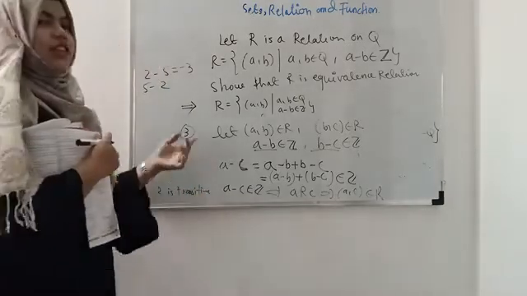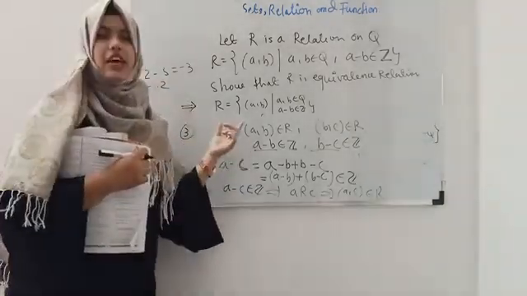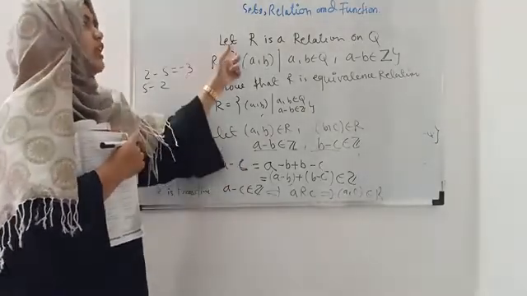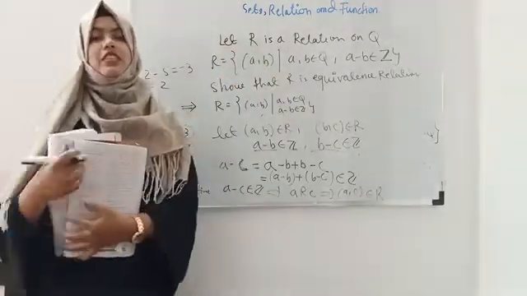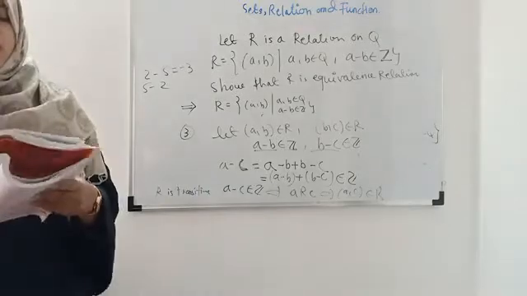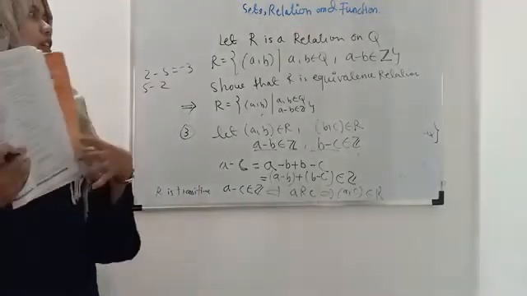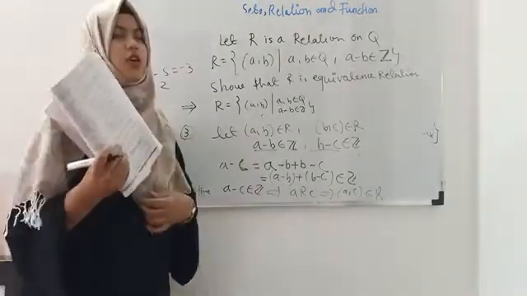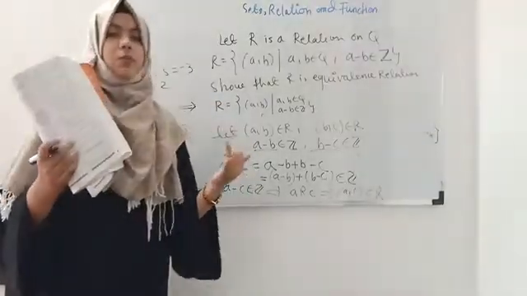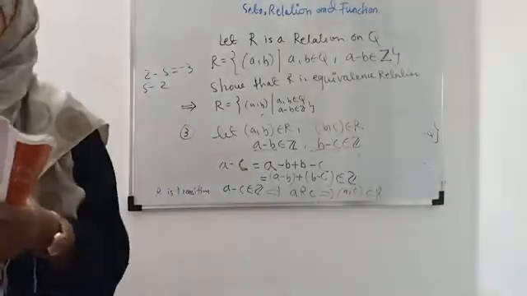So R is reflexive, R is symmetric, R is transitive. Therefore, the given R is an equivalence relation on Q. So this is the method to check whether a given relation is an equivalence relation or not. You have to check for reflexive, symmetric, and transitive.